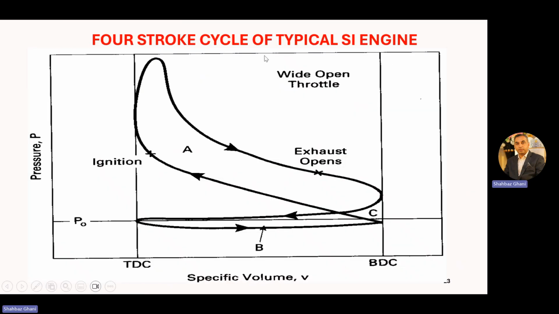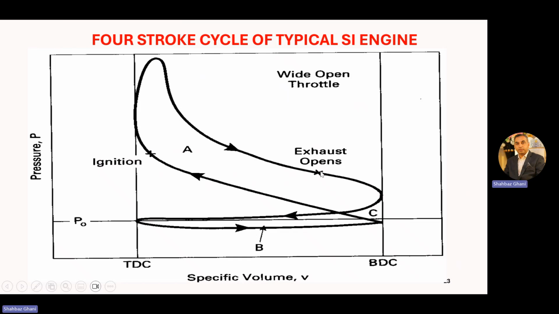Now, the 4-stroke cycle of a typical SI engine, I have explained. On the x-axis, we have specific volume, and on the y-axis, we have pressure. TDC, BDC, same. You're at this point, piston is at TDC, intake stroke, finishes at BDC. Then it goes to TDC. Somewhere here, your ignition starts, the compression stroke finishes at TDC, combustion occurs, and the piston starts moving. This is your power stroke.